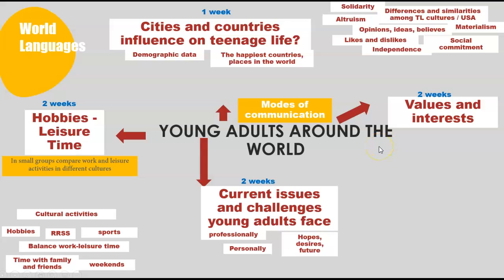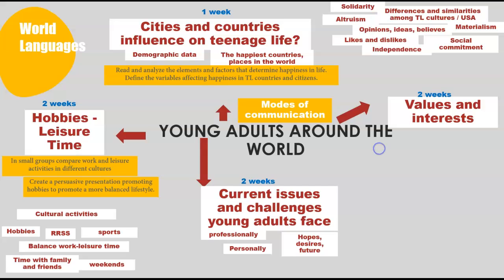Some of them can be, in a small group, compare work and leisure activities in different cultures, create a persuasive presentation promoting hobbies to promote a more balanced lifestyle, read and analyze the elements and factors that determine happiness in life. This will develop the first mode of communication, the interpretive. If they need to compare work and leisure and they do it in a small group, it can be interactive. If they create a persuasive presentation, it is the third mode of communication, the presentational.